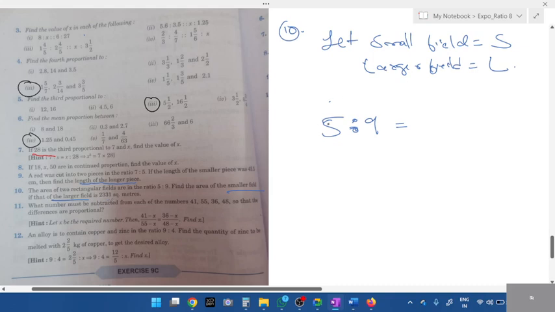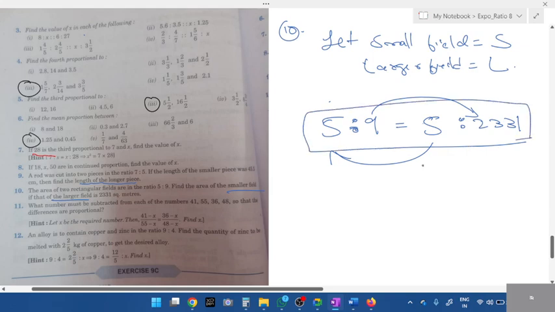Which is the larger value here, 5 or 9? 9. So where do you have to write the larger value 2331, first or second? You have to write it second. What value is given? Larger field. So the smaller field is 5, the larger field is 9, students. This is the meaning. This is the equation.